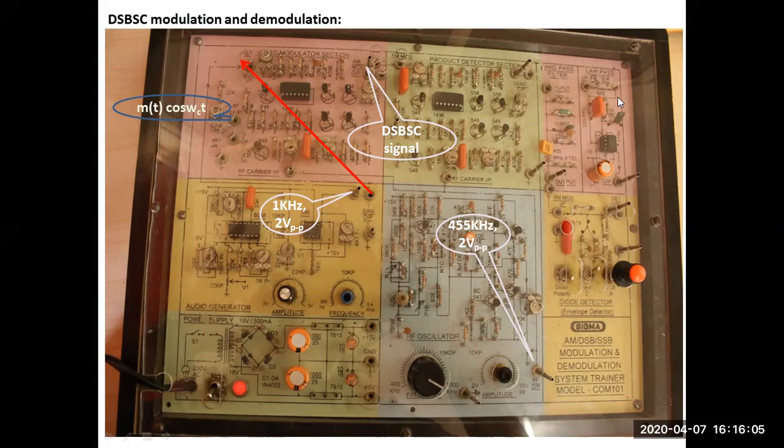Now for the demodulation, we will use the product detector section. Apply output of balance modulator section, that is DSBSC signal, to the input of product detector section. Here also, same carrier is internally connected to product detector section. This method of demodulation is also referred to as synchronous detection or coherent detection. Now connect the output of product detector section to the input of low pass filter section so as to eliminate or remove the higher frequency components.